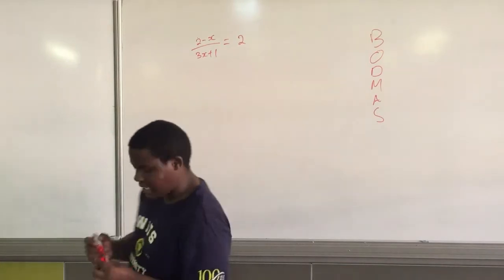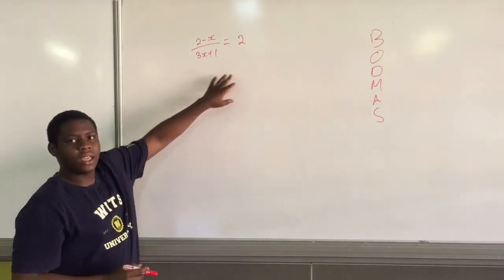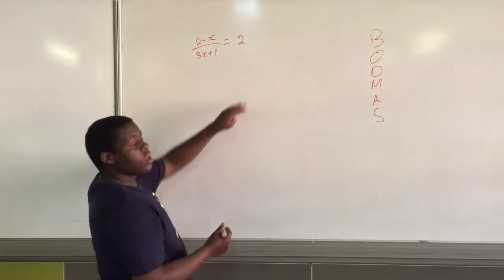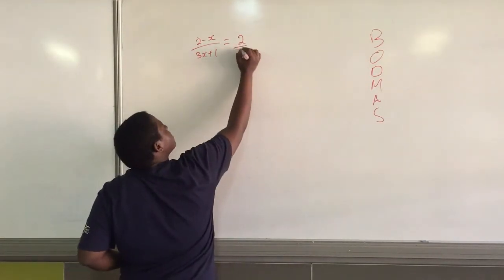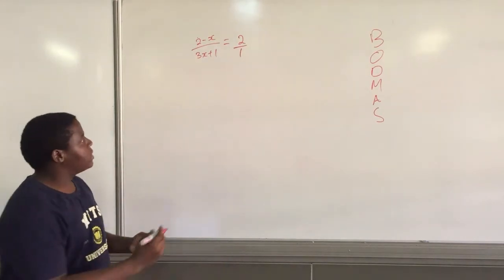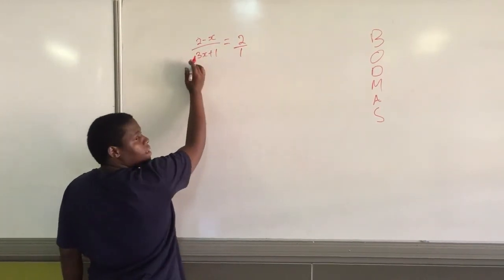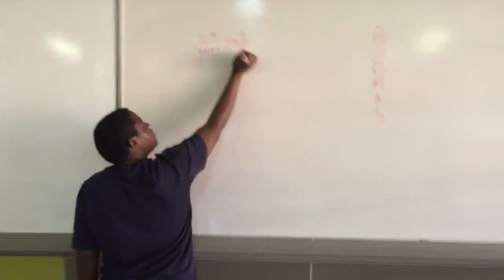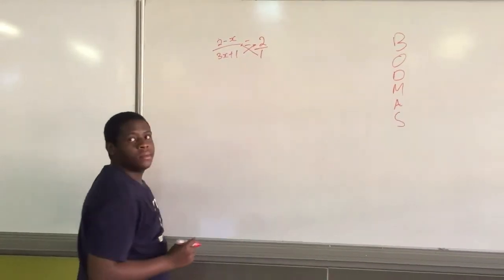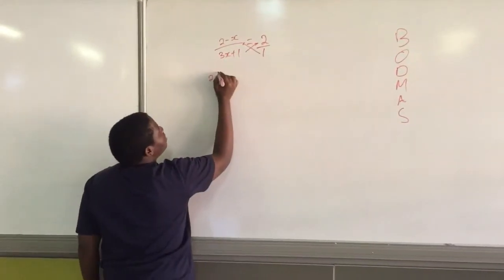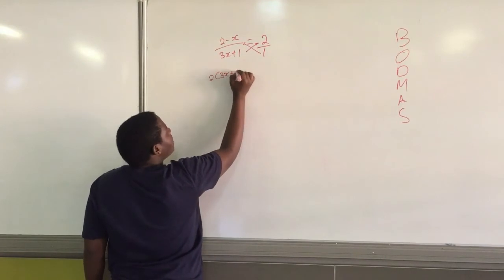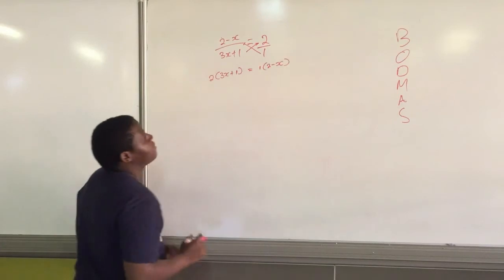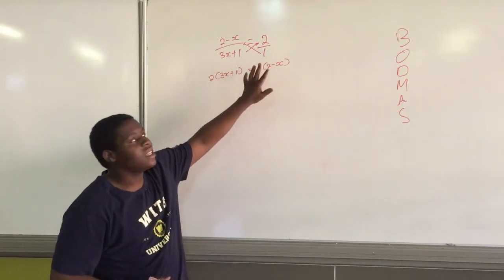Now this one's one of the easier ones, because when you have it in this way, we can just cross multiply. Remember, when you have your 2 like this, it is the same as 2 over 1. Cross multiplying means that we're going to multiply this denominator with this numerator and this denominator with that numerator. So we're going to say 2 times 3x plus 1 is equal to 2 minus x, sorry.